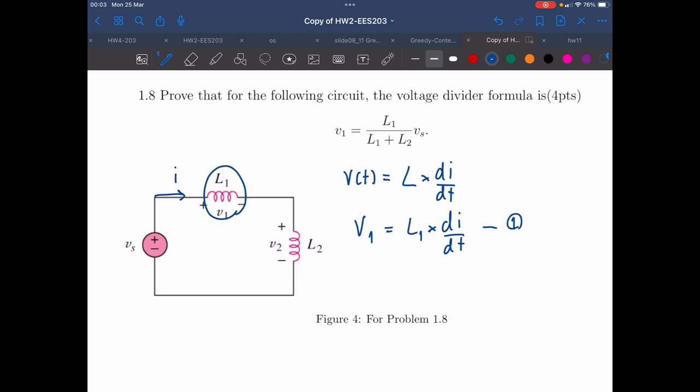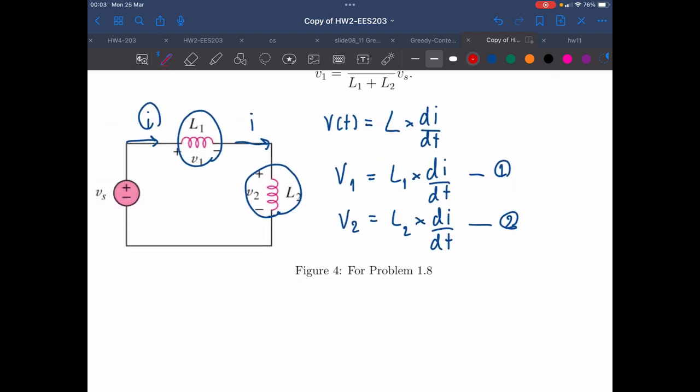That's the first equation. Now moving on, when we look at the second inductor, you can see that the amount of the current is equal along the circuit. So we could write it as V2, the voltage at a specific time of inductor 2, equals the inductance L2 times the derivative of I with respect to t, as equation 2. You can see that this derivative is equal because it is in a series, right? Now we got two equations. We could combine it.